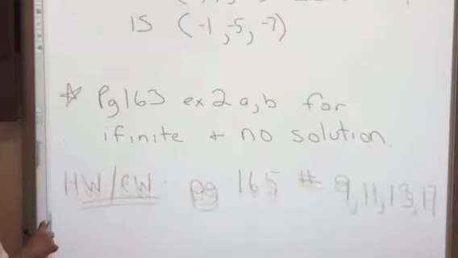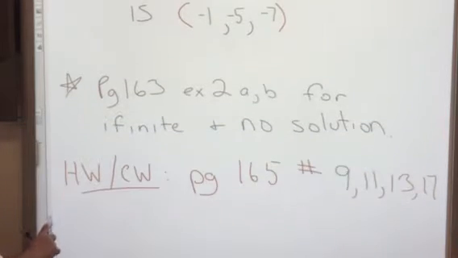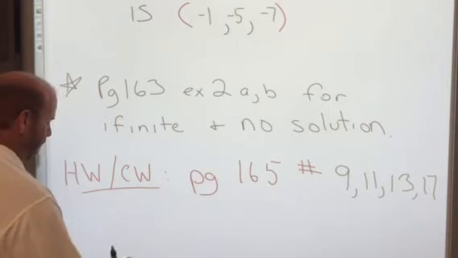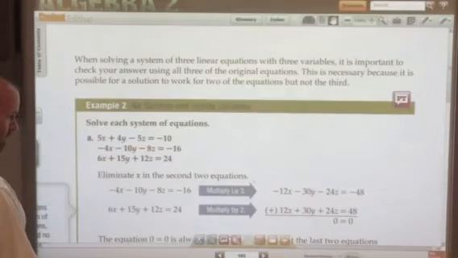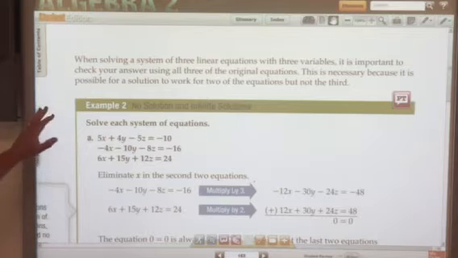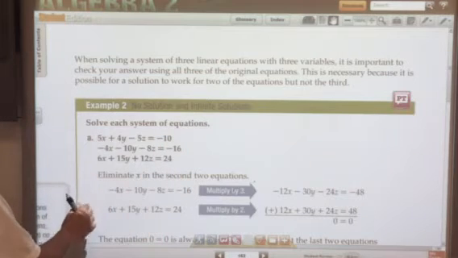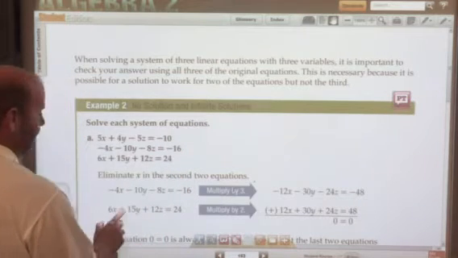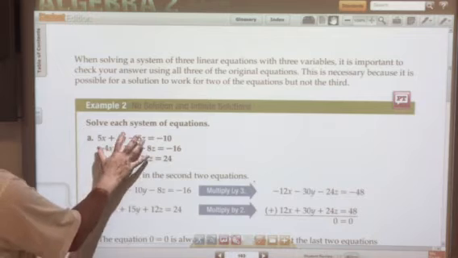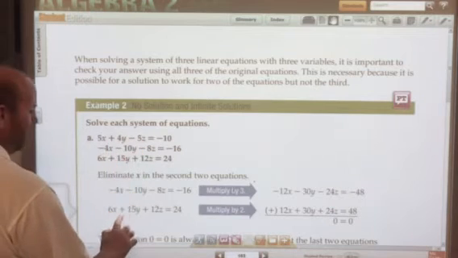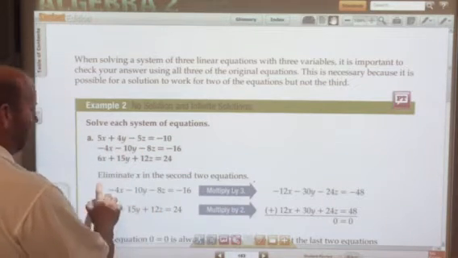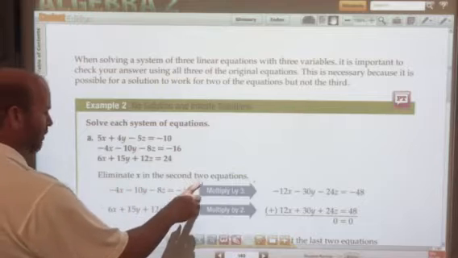So we're going to look at page 163, example 2a and b for infinite and no solutions. All right, so here we are back at page 163. We're looking at example 2, which is a no solution and an infinite solution. Okay, so what happens here? This is the system of equations. You have these three. So eliminate x in the second two equations.